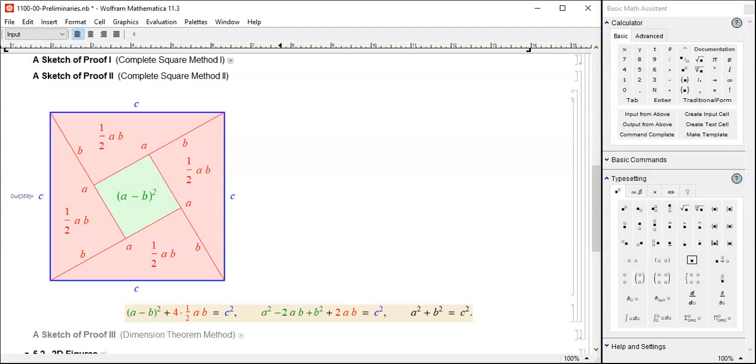Now what if b is longer than a? No difference here because a minus b total quantity squared versus b minus a total quantity squared, they're the same. We're taking square anyway.